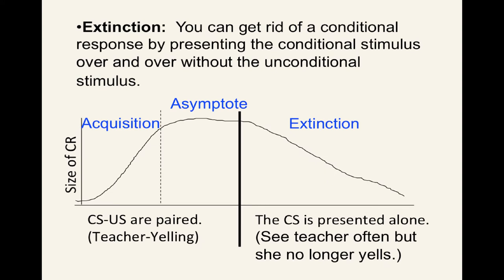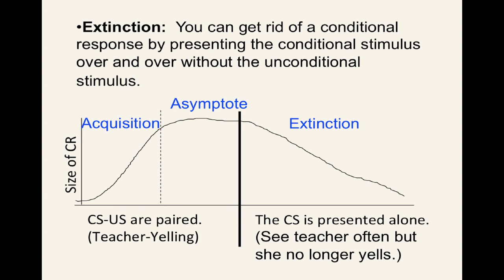Another example of something that can happen with classical conditioning is what's called extinction, where the conditional response can basically go away. It may not last forever, it may not last for your whole life. And so extinction means that you can get rid of a conditional response, and the way you do it is by presenting that conditional stimulus over and over and over without the unconditional stimulus.